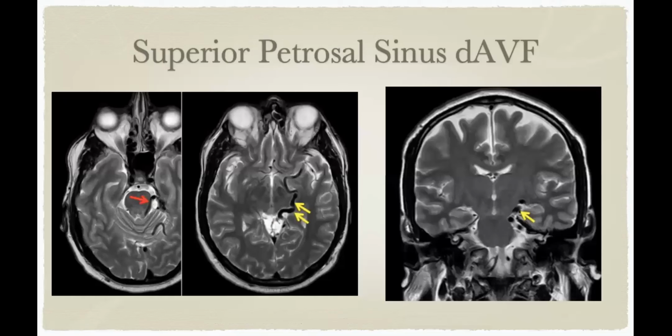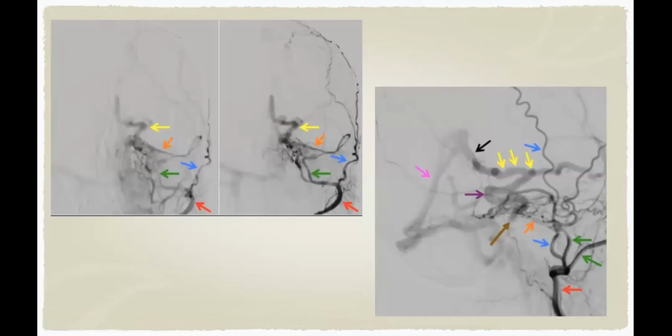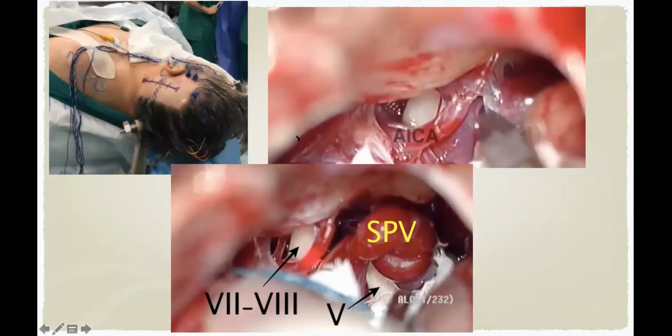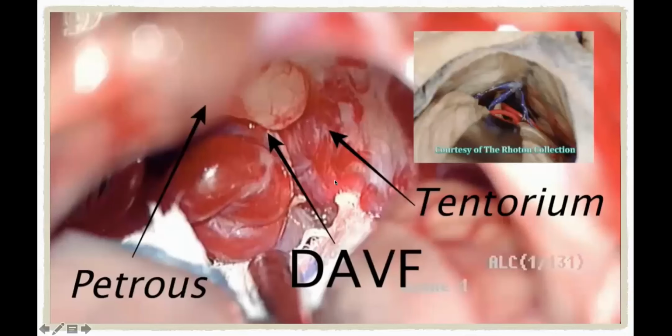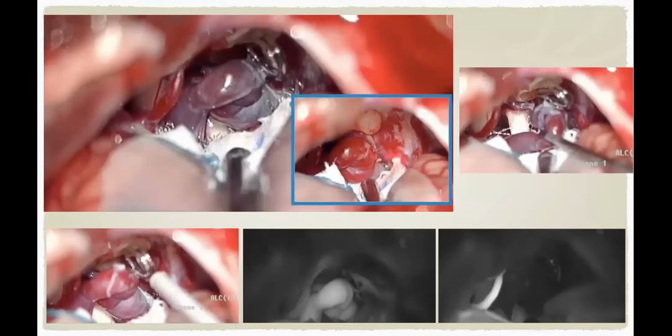Now, this is an example of a superior petrosal sinus dural AV fistula. The patient is exposed through a retrosigmoid approach, and you can see the seventh and eighth nerve complex. This is the ICA, and these are the dilated superior petrosal veins. This is the border of the petrous bone. This is the tentorium, and this is the dural AV fistula. These are all the dilated veins as well as the varices after that particular fistula point.